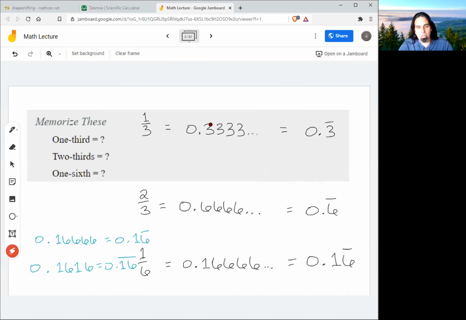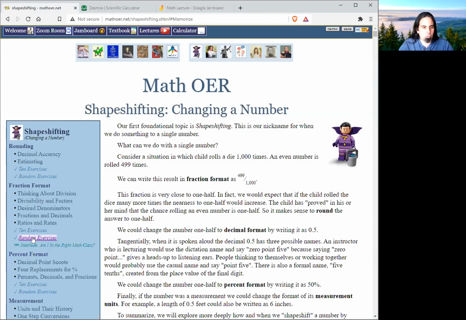So these 3 appear so often, 0.3 repeating, 0.6 repeating, and 0.16, with the 6's going on repeating, that we just need to know they're 1/3 and 2/3 and 1/6. So we want to memorize them for this direction, because this direction the calculator can do. Okay, now back to your actual problem.